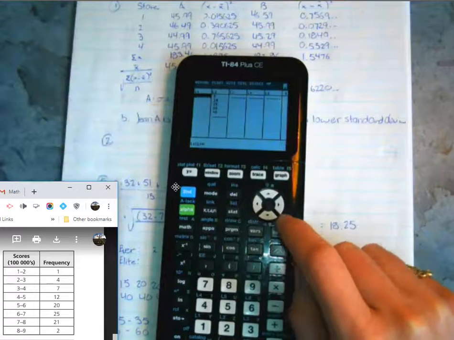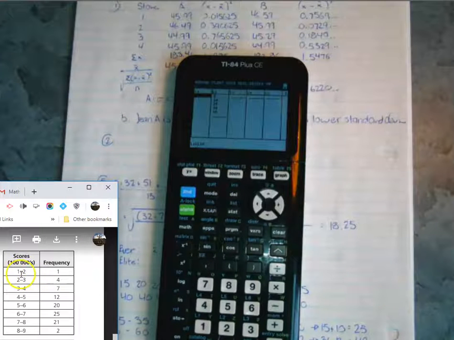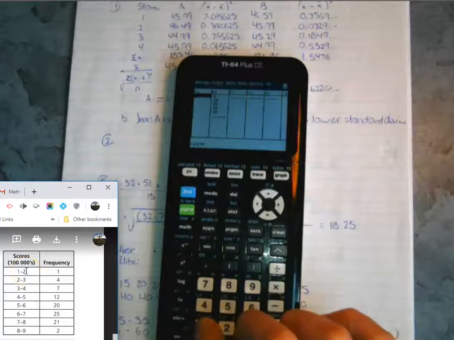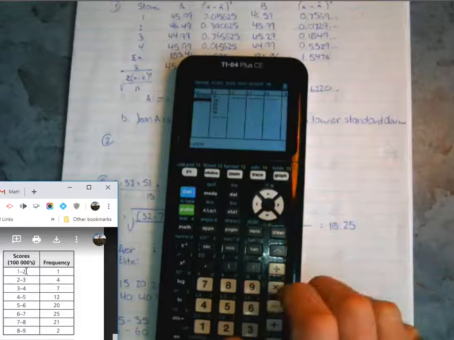For this one we do have to be careful, because if you look right here, it says that these scores are in the hundreds of thousands. So the other thing that you always want to do with this is find the midpoint. Basically this is telling us we're looking at the frequency of scores that are between 1 times 100,000 and 2 times 100,000, so scores between 100,000 and 200,000. So we always want to use the midpoint, the middle value in this range. Halfway between 100,000 and 200,000 is 150,000. So we're going to enter 150,000 as our first value there.